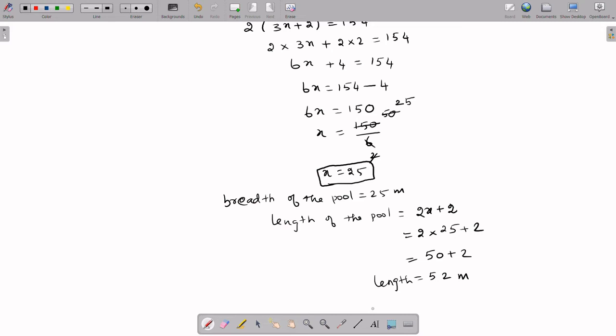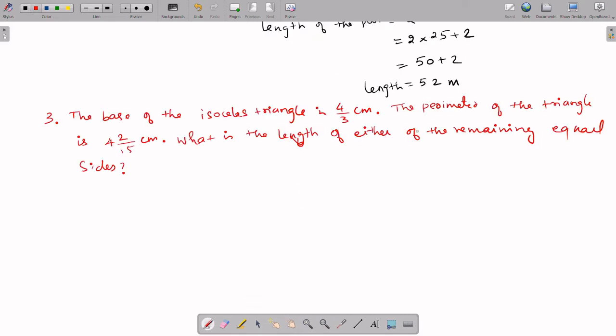And the next one, the question is, the base of the isosceles triangle is 4/3 centimeter. The perimeter of the triangle is 4 2/15 centimeter. What is the length of either of the remaining equal sides? We have to calculate. So this is our question. We have to find out the length of the remaining sides. One side is given to be 4/3 centimeter.